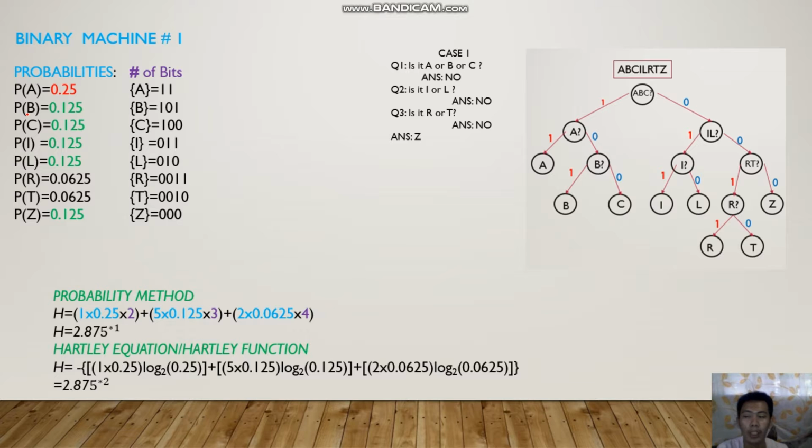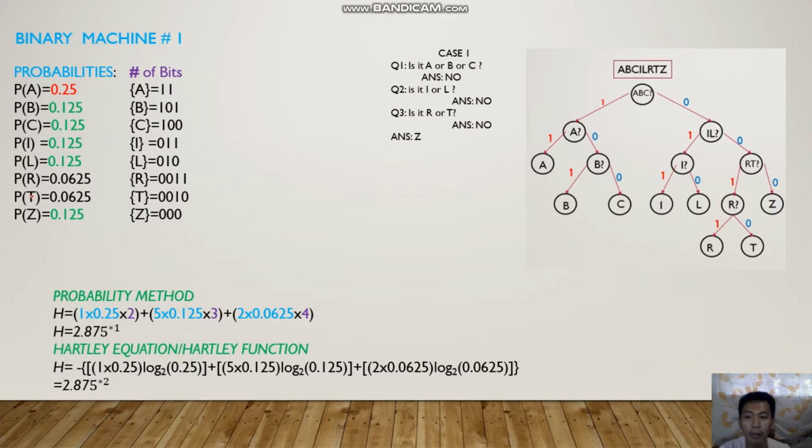Also true for probability B here. Then we have here 3 bits, 1, 0, and 1. So 2 raised to negative 3, we have 0.125. This probability is the same up to probability Z. So the formula is 2 raised to negative n, where n is the number of bits. For getting the number of bits, we follow the path in our given graph.